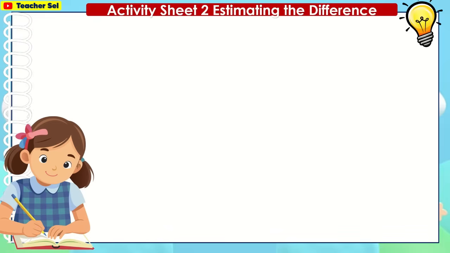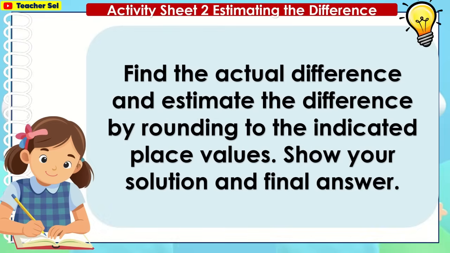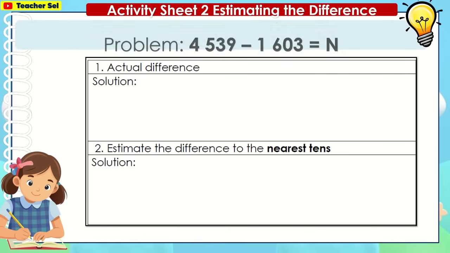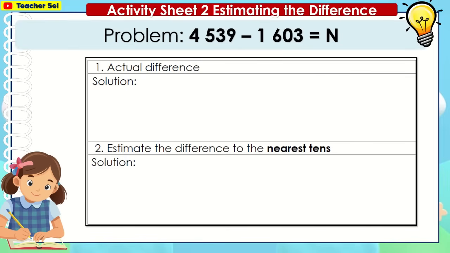For Activity Sheet 2, Estimating the Difference. Find the actual difference and estimate the difference by rounding to the indicated place values. Show your solution and final answer. Problem: 4,539 minus 1,603 equals n.